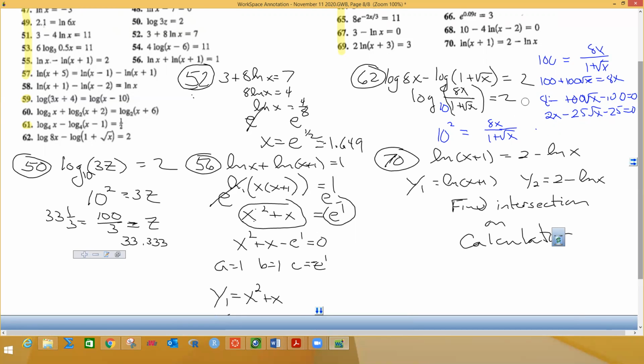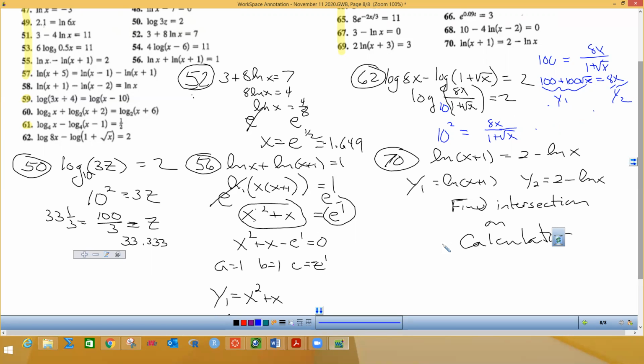So I'm going to go ahead and erase this part. And then I'm going to come up here and put this part as y1 again. I'm going to put this part as y2. And then I'm going to see on my calculator where those meet. So you guys can hold on a second while I type those in. So let's see, I've got 100 plus 100 radical x. And my other one is 8x.